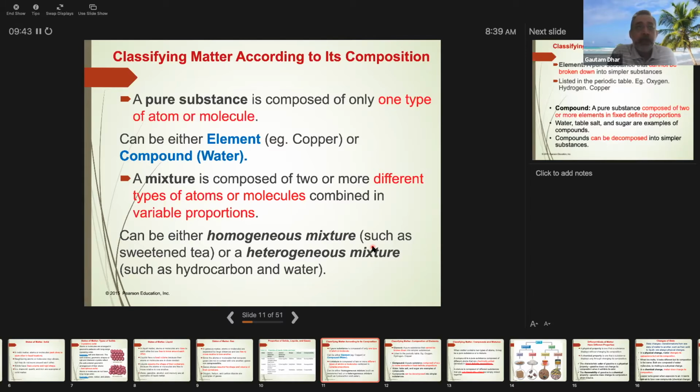Whereas if you take sand and salt and mix them together, they do not mix well. These are heterogeneous mixtures where you can physically separate them. And also, you can think of oil and water as a heterogeneous mixture.